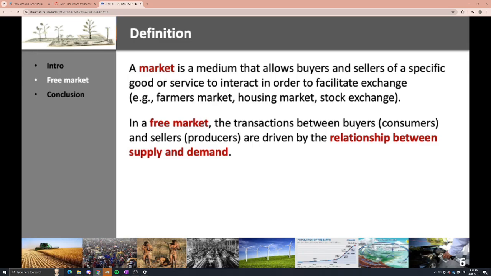Let's look at how free markets, as they're known, are ideally supposed to work. Once we can understand that, we can then look at situations where these supposedly free markets fail and result in unintended and undesirable outcomes.